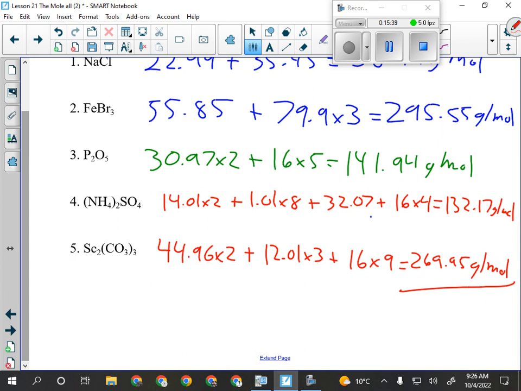Okay, everybody all right with that? Basically you're just looking up numbers off your periodic table and adding them up. It's nothing too terribly difficult.